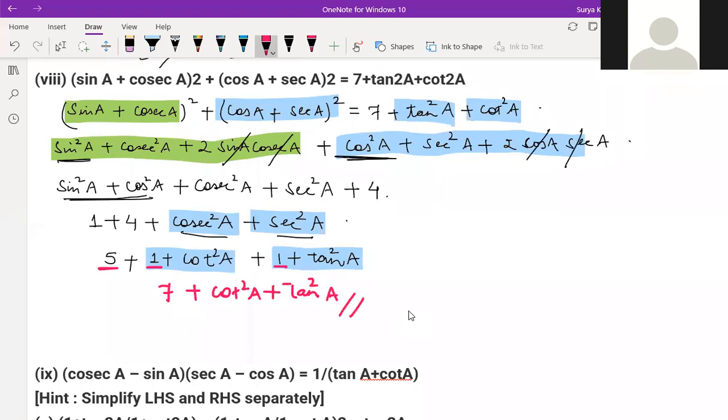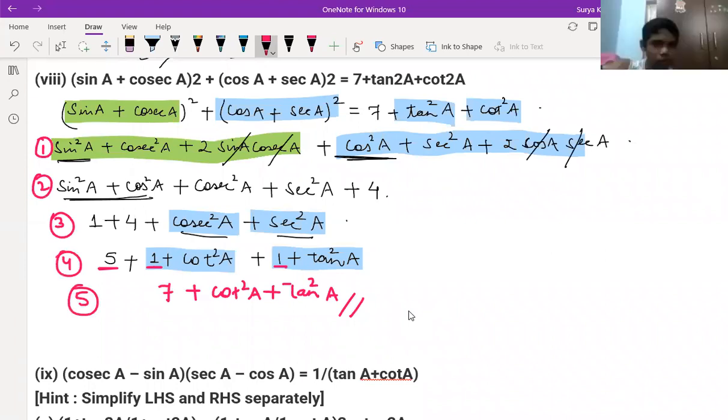Does anyone have doubt, children, anywhere in the steps? First step, second step, third step, fourth step, and fifth step. Anyone having doubt? Sir, explain the second and third step, sir. Second step and third step. All right. Second step we have taken, we just did an interchange.